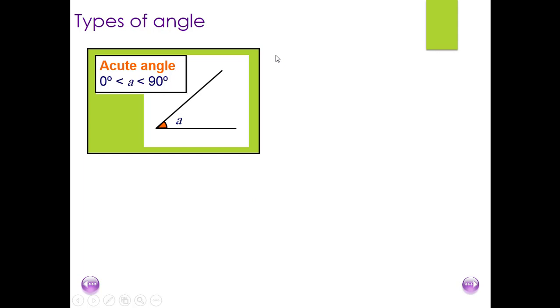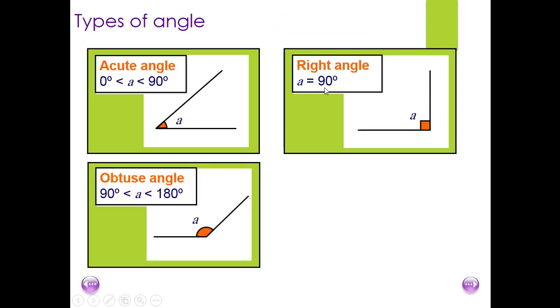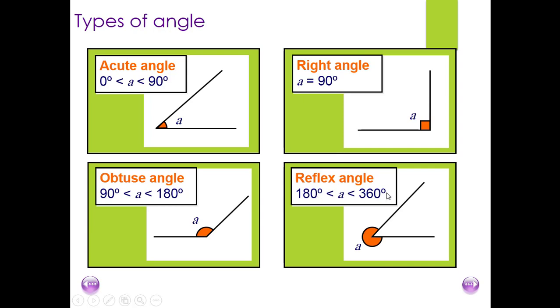Types of angles. We have many types of angles in geometry. The first one is the acute angle. Its value is more than 0 and less than 90 degrees. The second one is the right angle, which equals exactly 90 degrees. Then we have the obtuse angle, which is bigger than 90 degrees and smaller than 180 degrees. The fourth one is the reflex angle, which is bigger than 180 degrees and smaller than 360 degrees.